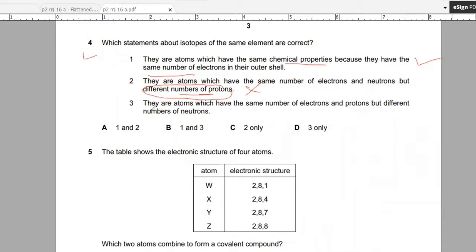Then the third statement says they are atoms which have the same number of electrons and protons but a different number of neutrons. So this is the exact definition of isotope. That means this statement is correct. So statements 1 and 3 are correct. Where are statements 1 and 3? Option B has statements 1 and 3. This is the right answer. Okay, fine. So let me move on to the next question.